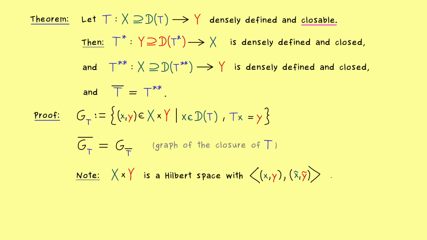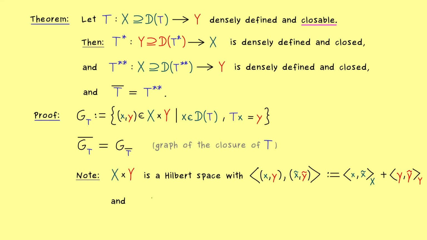And now the inner product here in X times Y is just a combination of the two inner products we already have. So first we have our inner product in X, so we combine x with x tilde. And then we just add the inner product in Y. And that's it. This is the inner product, and it makes X times Y a nice Hilbert space as well.